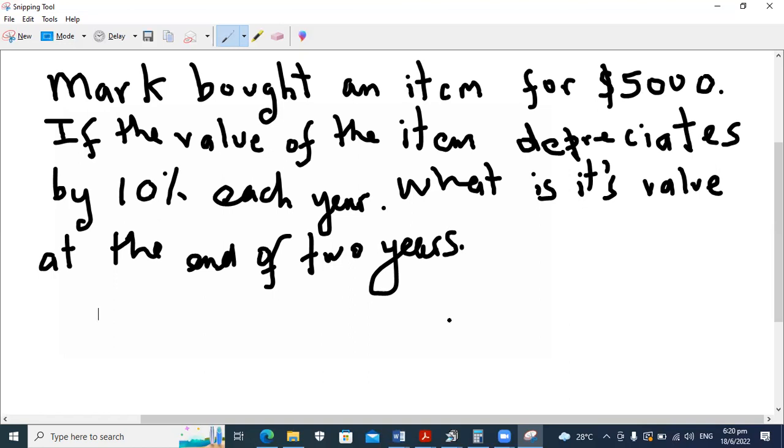Any ideas of how to work with this question? Is this simple interest or something? Well, it didn't state simple interest. It states depreciates. What usually coincides with the word depreciation? Appreciation, or compound interest. Yes.